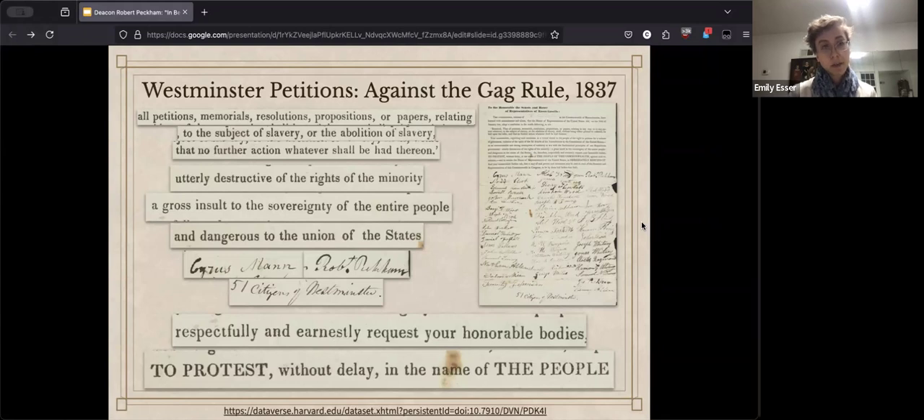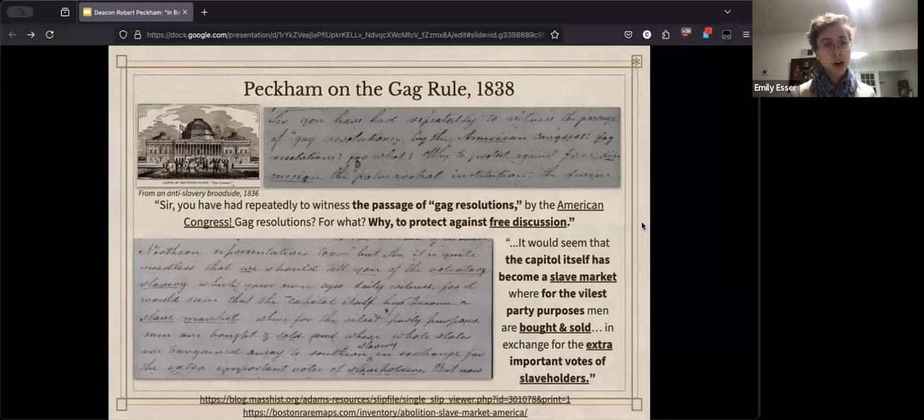Westminster citizens, Cyrus Mann, Robert Peckham, 51 citizens of Westminster, submitted a petition against the gag rule to protest without delay in the name of the people. You can see they've got all these signatures. This is one of dozens of anti-slavery petitions that Peckham's signature appears on, alongside his portrait subjects. Interestingly, many of them appear as well. Not a huge surprise. So here are Peckham's own words on the gag rule.